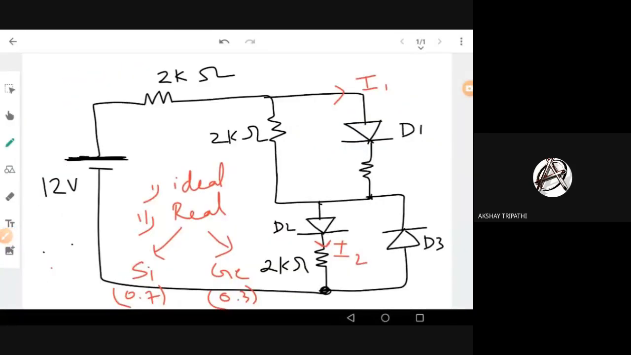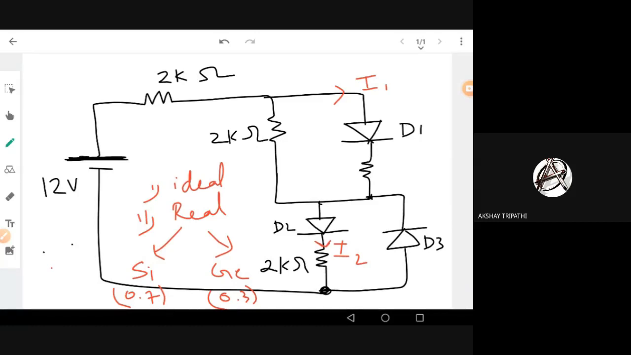Now we had another problem also. This is a bit more complicated problem, although I had just drawn some random circuit, but you can see this was not an easy circuit to solve. So how do you deal with this kind of circuit? We need the diode equivalent model.